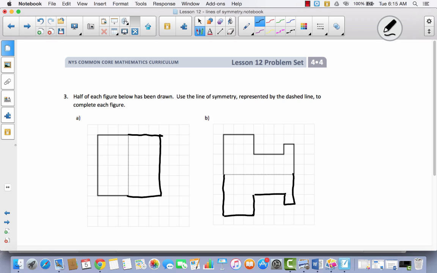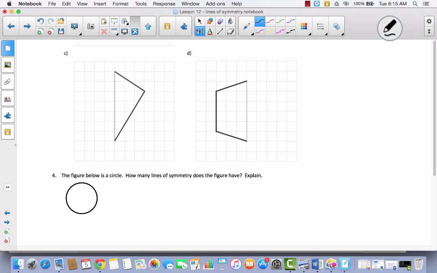All right, let's try these last 2. So this one you can see it goes across 1, 2, 3. So it goes over 3 from this point right here. So if I go over 3, then I have to connect this to this, and then I can come right straight down here. Looks like a kite, doesn't it?